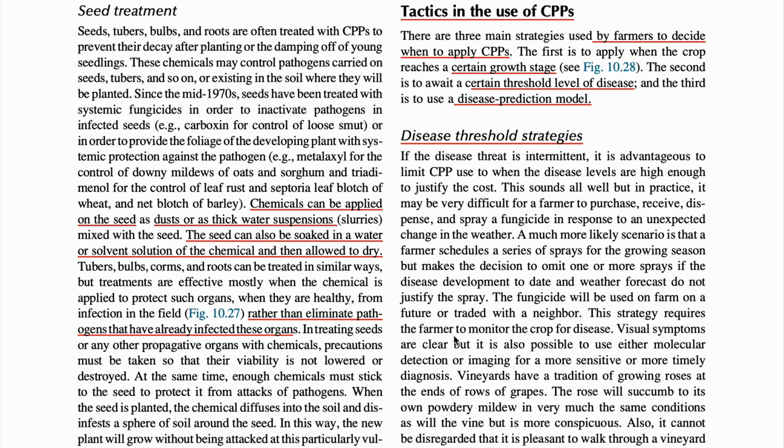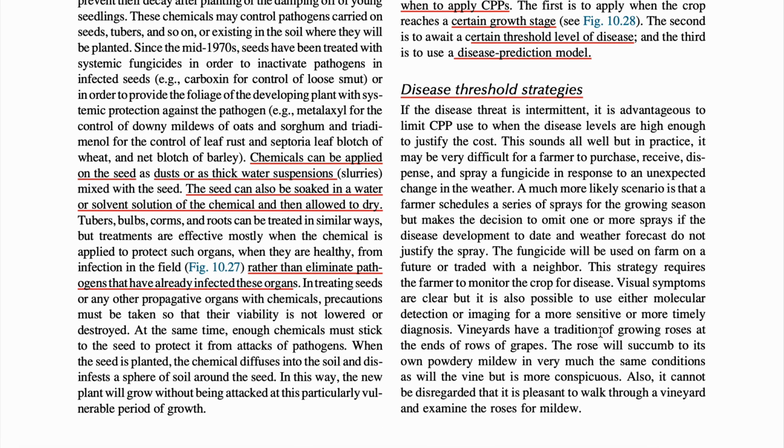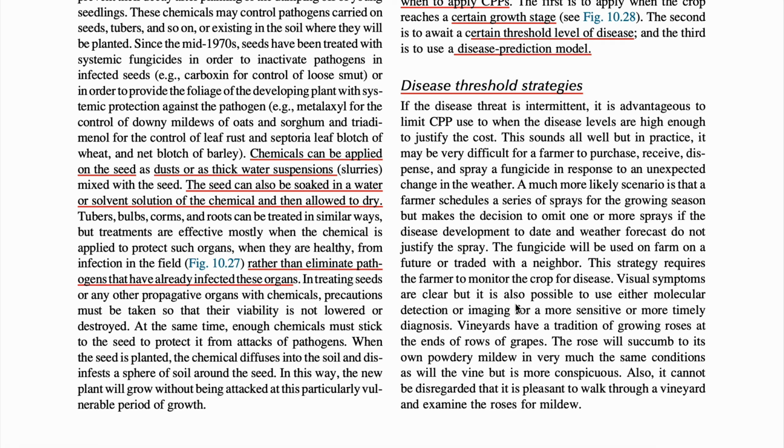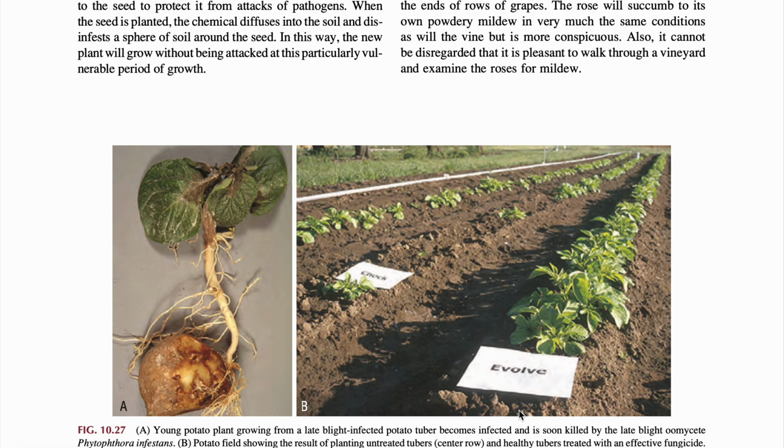This strategy requires the farmers to monitor the crop for disease. Visual symptoms are clear, but it is also possible to use either molecular detection or imaging for a more sensitive or more timely diagnosis. Okay, more examples are given. Moving forward.